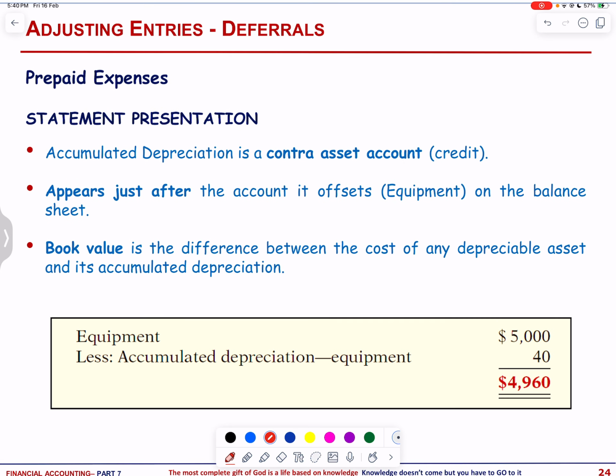So you can see that this is a contra asset. It appears just after the account it offsets, equipment, on the balance sheet. Book value is the difference between the cost of any depreciable asset and its accumulated depreciation. Equipment was 5,000, accumulated depreciation was 40, so the book value of the equipment is 4,960.